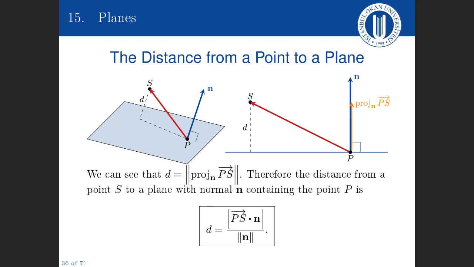So therefore, for the distance from point S to a plane with normal N, we have our formula, because we know how to do projection of a vector onto a vector. The formula is the absolute value of PS dot N divided by the norm of N.